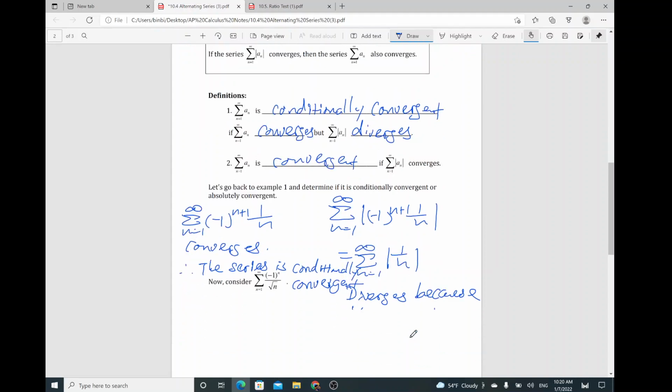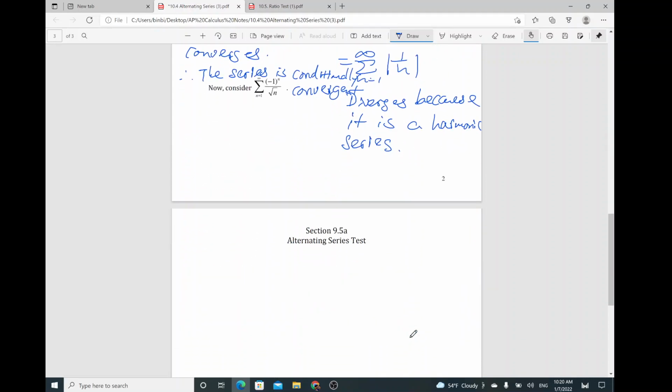Okay, now let's see what else we have. The other one is the sum from n equals 1 to infinity of (-1) to the power of n over the square root of n. The first thing you want to do is find out whether it is absolutely convergent. If it is absolutely convergent, that means the series itself also converges. So let's verify that.